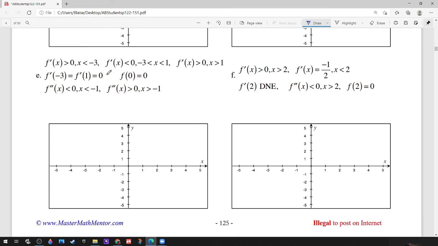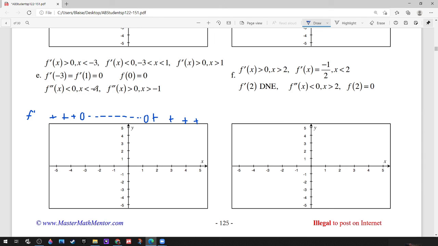Let's see, whoa, big salad of stuff here. So f prime is positive when we're less than negative 3. So we'll start with positives. And then negatives between negative 3 and 1. Then positive after 1. And then f prime of negative 3 and f prime of 1 are both 0. Okay, so that's pretty traditional.